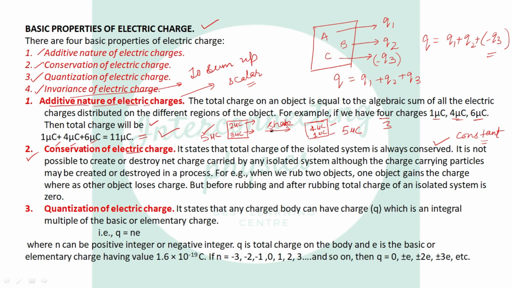So means before the process and after the process charge is same. So it is called total charge of the system is always conserved. So let us discuss more deeply.